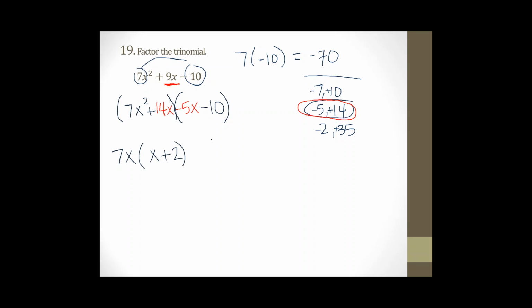Now, I'm factoring by grouping, so I need to get another x plus 2. The GCF between -5x and -10 is going to be -5. So I can get another x plus 2, because -5 times x is -5x, and -5 times 2 is -10. And then I'm going to write the x plus 2, and then I have 7x minus 5, and that's my final answer, factored out.